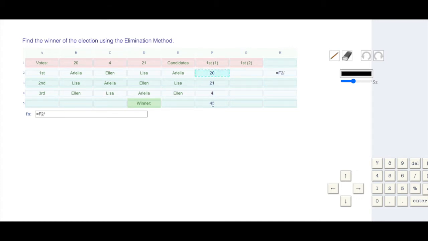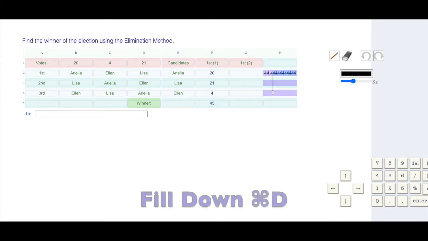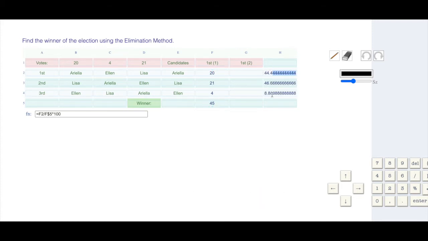20 out of 45 with a dollar sign to lock onto that horizontally times 100. That gives us 44%. Let's fill that down. We have 46%, 8%. So no one has over 50%. Ellen is going to give her votes to Ariella. Ariella is going to have her old votes plus Ellen's votes. Lisa is going to just be 21, and Ellen is going to be 0.